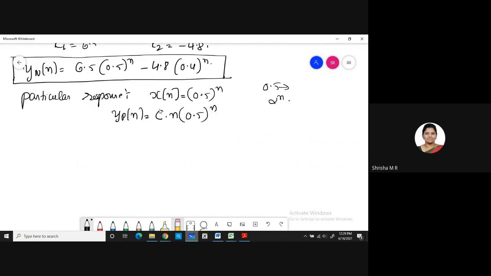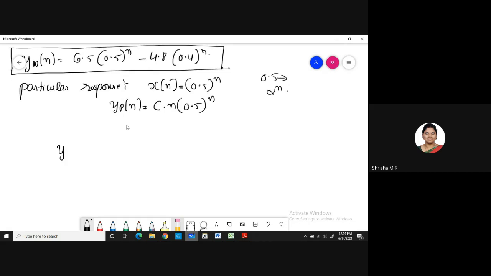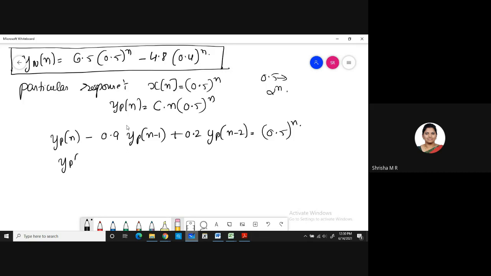So now we have to find this constant c. So how do we find this constant c? By substituting the particular response in the difference equation. So yp of n minus 0.9 into yp of n minus 1 plus 0.2 into yp of n minus 2 is equal to 0.5 to the power of n. So now we have to find yp of n minus 1 and yp of n minus 2 and put that in this equation.